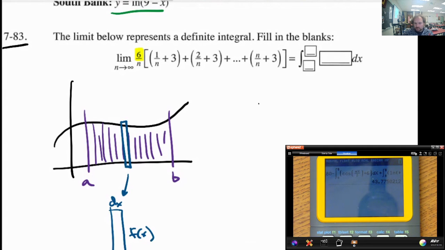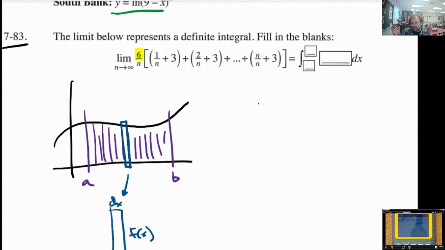Now the dx, way back before we sent it to infinity and made it an infinitely small slice, is actually measured by taking b minus a and dividing it by the number of rectangles. Now I see that represented right here in front of the fraction, 6 over n. What that says to me is that b minus a has to be 6. So you can put pretty much any answer you want here, as long as they're 6 apart from each other. So I'm going to go ahead and put 1 and 7 down.